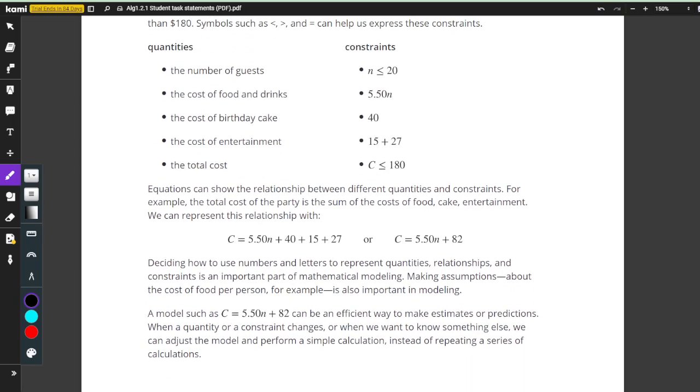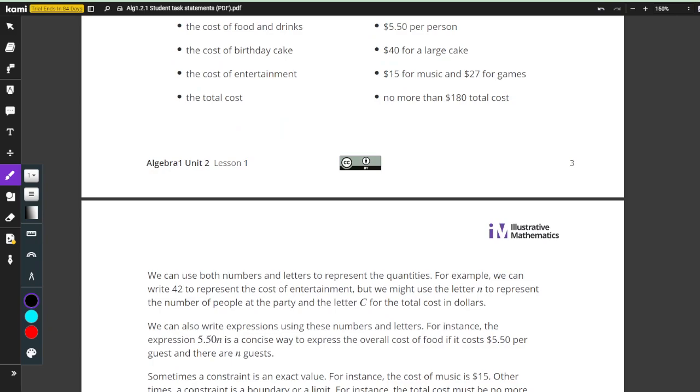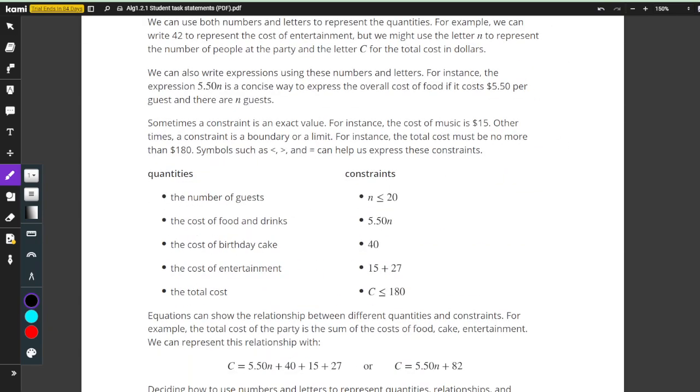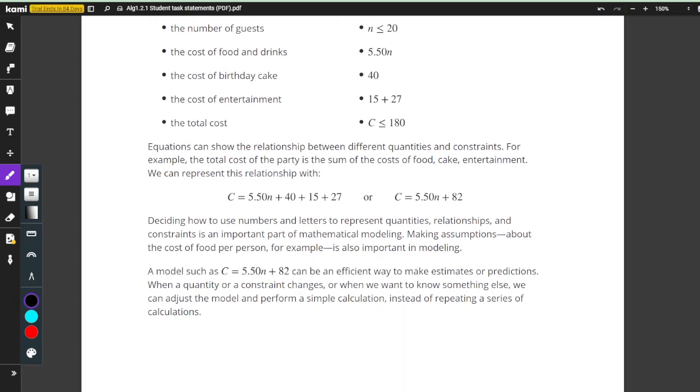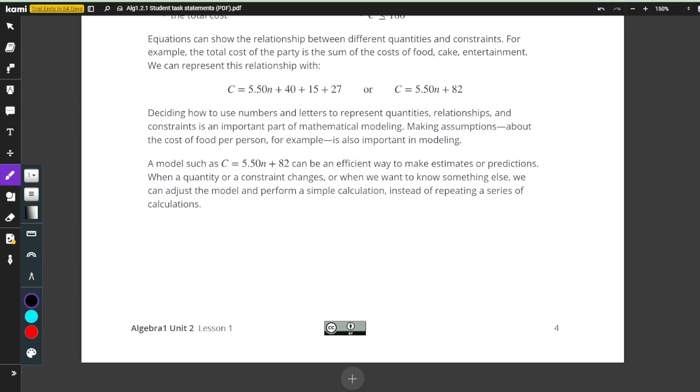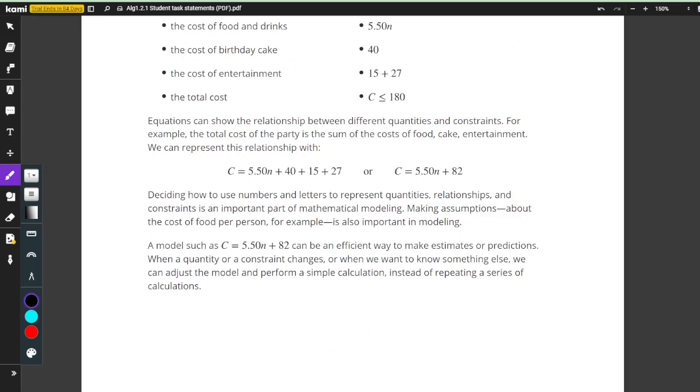Okay, so our equation is our total cost is $5.50 times the number of people, plus $40 for the cake, plus $15 for music, and $27 for games. Okay, there's our constraint. Or you add them up. So $5.50 times n plus $82 extra, because this is basically extra. Okay, and that's basically how we write an equation.